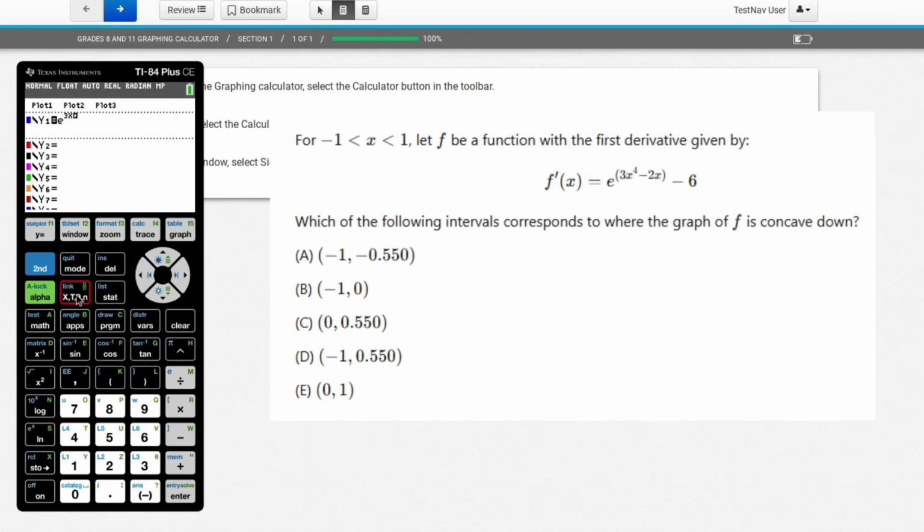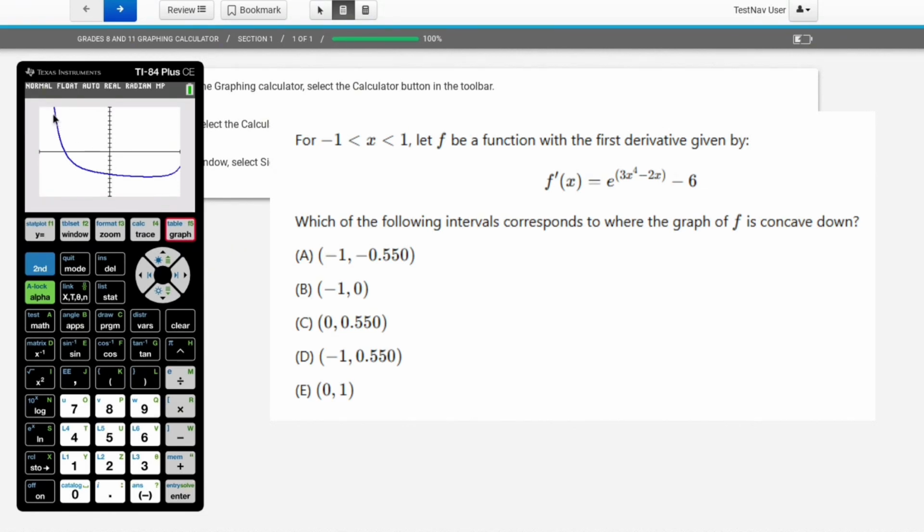So 3x to the 4th minus 2x, and then minus 6. And since we care about stuff happening in between -1 and 1, let's just change our window to where the x minimum is -1 and the y minimum is 1. Graph. All right.